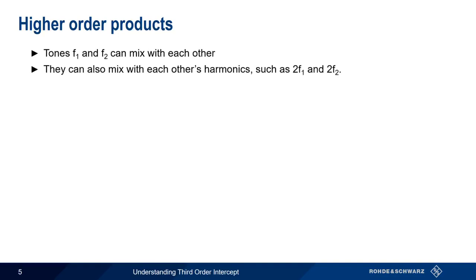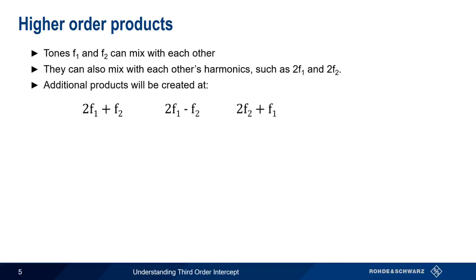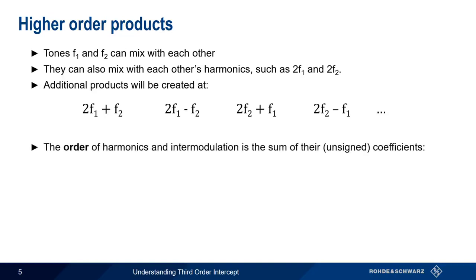Making this more complicated is the fact that not only will our two fundamental tones mix with each other, but they'll also mix with the harmonics generated by the device, such as 2F1 and 2F2, the second harmonics of F1 and F2. So we'll have additional intermodulation products at 2F1 plus F2, 2F1 minus F2, 2F2 plus F1, 2F2 minus F1, etc. We often talk about the order of harmonics and intermodulation products.